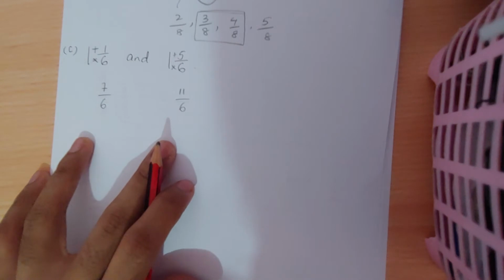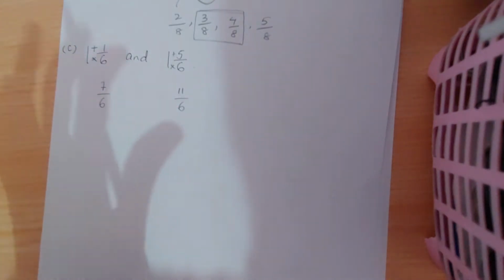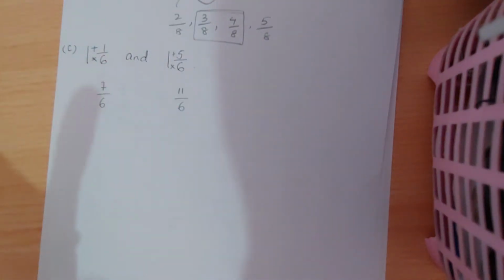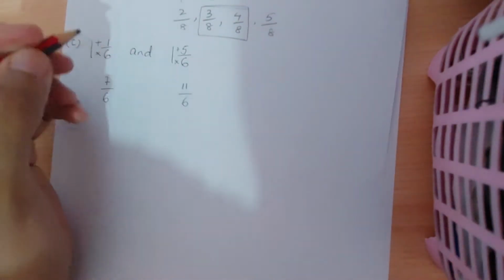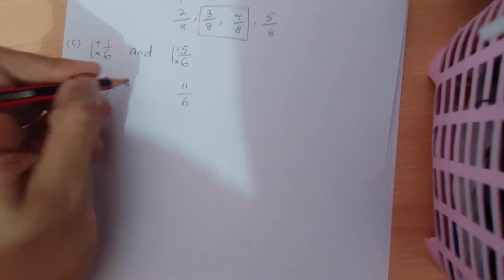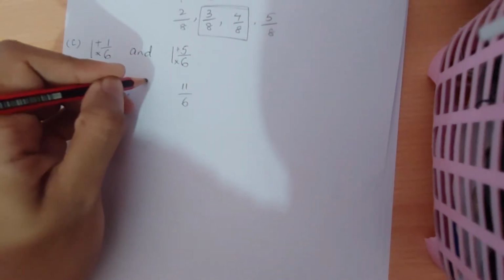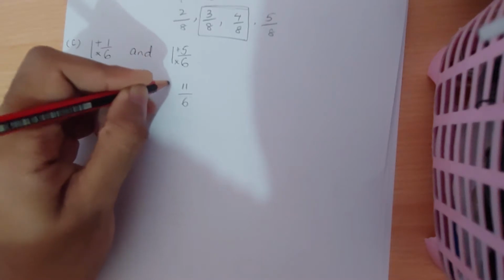Since they have the same denominator, it's easy to compare and to find the fractions found between these two. Therefore, between 7 and 11, you will have the missing numbers: 8 upon 6, 9 upon 6, and 10 upon 6.